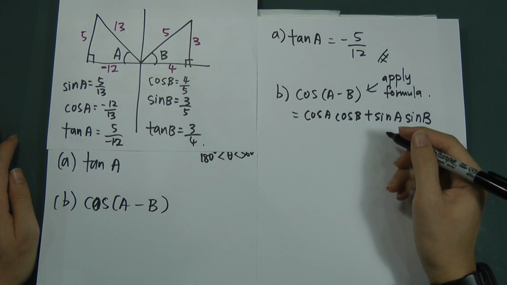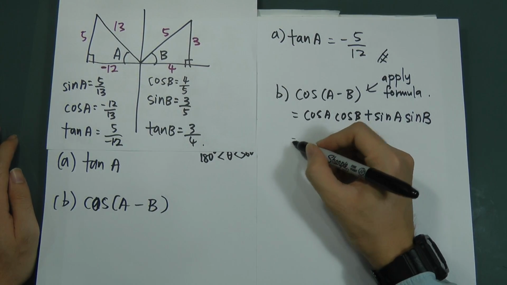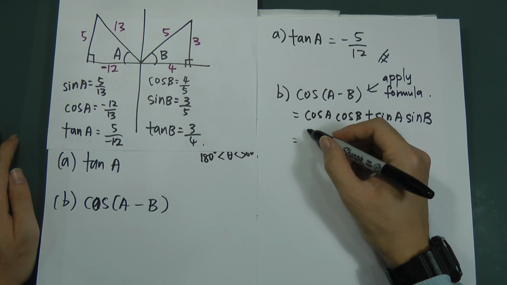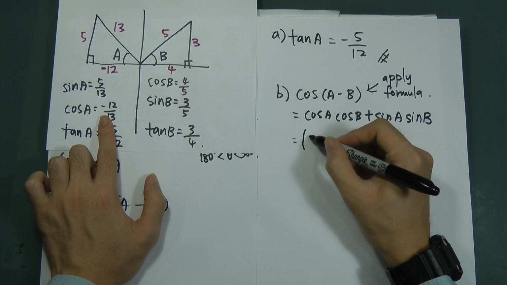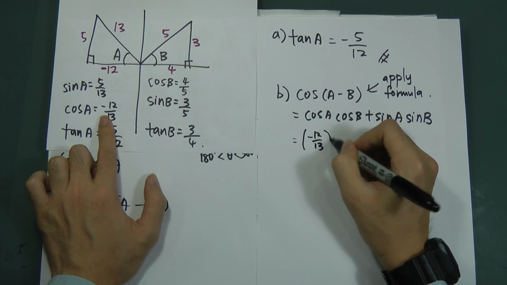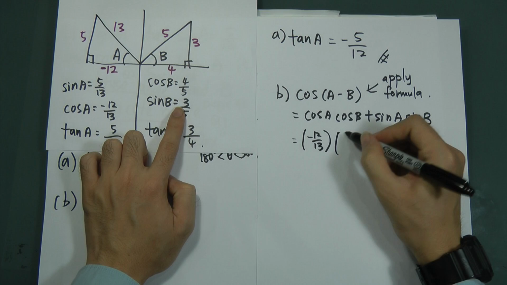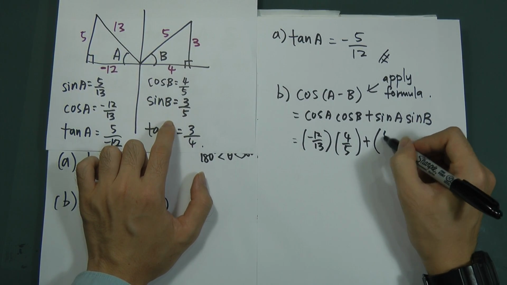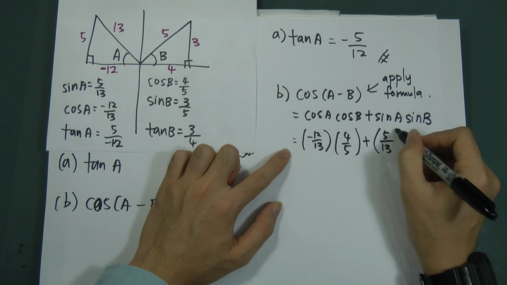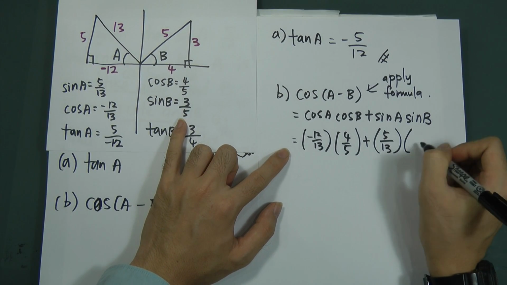So what you need to do is just substitute whatever you have. What is cos A? Cos A is negative 12 over 13. What is cos B? Cos B is 4 over 5. Plus, what is sin A? Sin A is 5 over 13. And what is sin B? Sin B is 3 over 5.